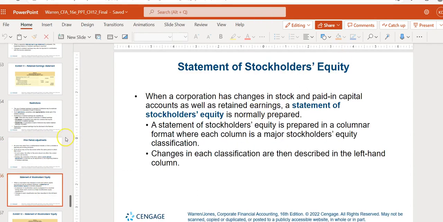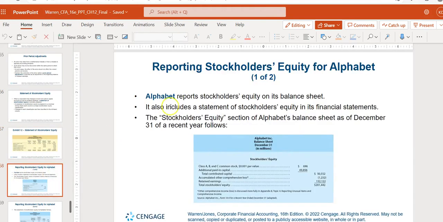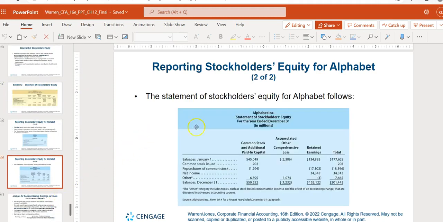Okay, so you've already been working with the statement of stockholders' equity. You've seen that already. I'm not worried about this. I think you're all very good on that. And reporting of stockholders' equity. Okay, for Alphabet, this is Google. You can see they got class A, B, and C. There's different classes, and we don't have to get into that. You can see what's happening. Comprehensive losses, when something extraordinary happens that's not normal. And here's the stockholders' equity.